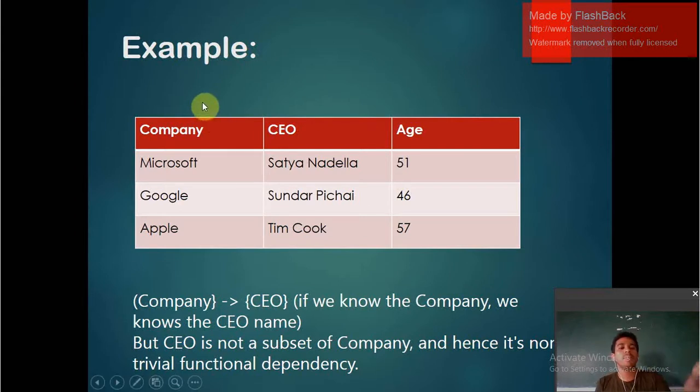Consider here the company as A and CEO as B, and the A belongs to B comes true. But the CEO attribute is not a subset of the company attribute, because the CEO is different from the company attribute. Our condition becomes true because the CEO name is depending upon the company. So if we know the company name, we can automatically say the name of the CEO as well as the age. So you can see here, CEO is not a subset of the company.